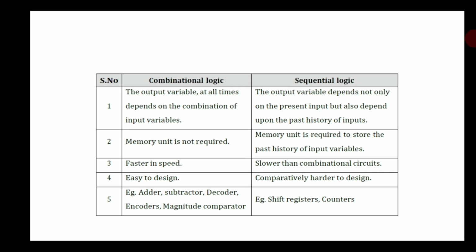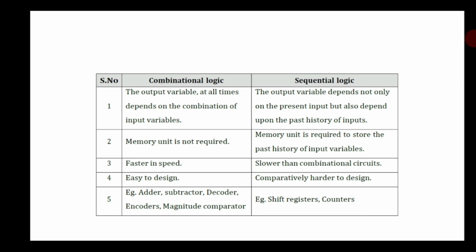Let us see the difference between combinational logic circuit and sequential logic circuit. In a combinational logic circuit, the output depends upon the present input variable. In a sequential logic circuit, the output depends not only on the present input but also upon the past history of inputs. In a combinational logic circuit, the memory unit is not required. In a sequential logic circuit, the memory unit is required to store the past history of input variables.